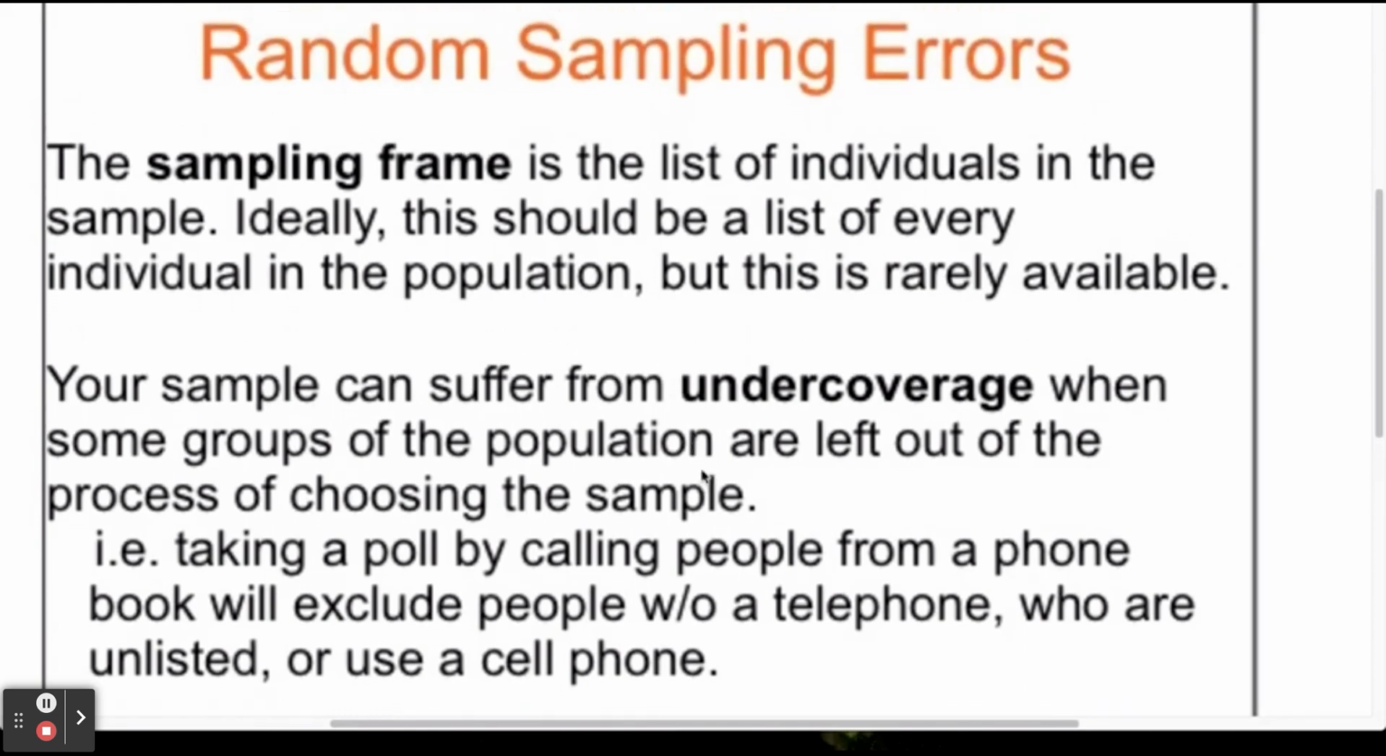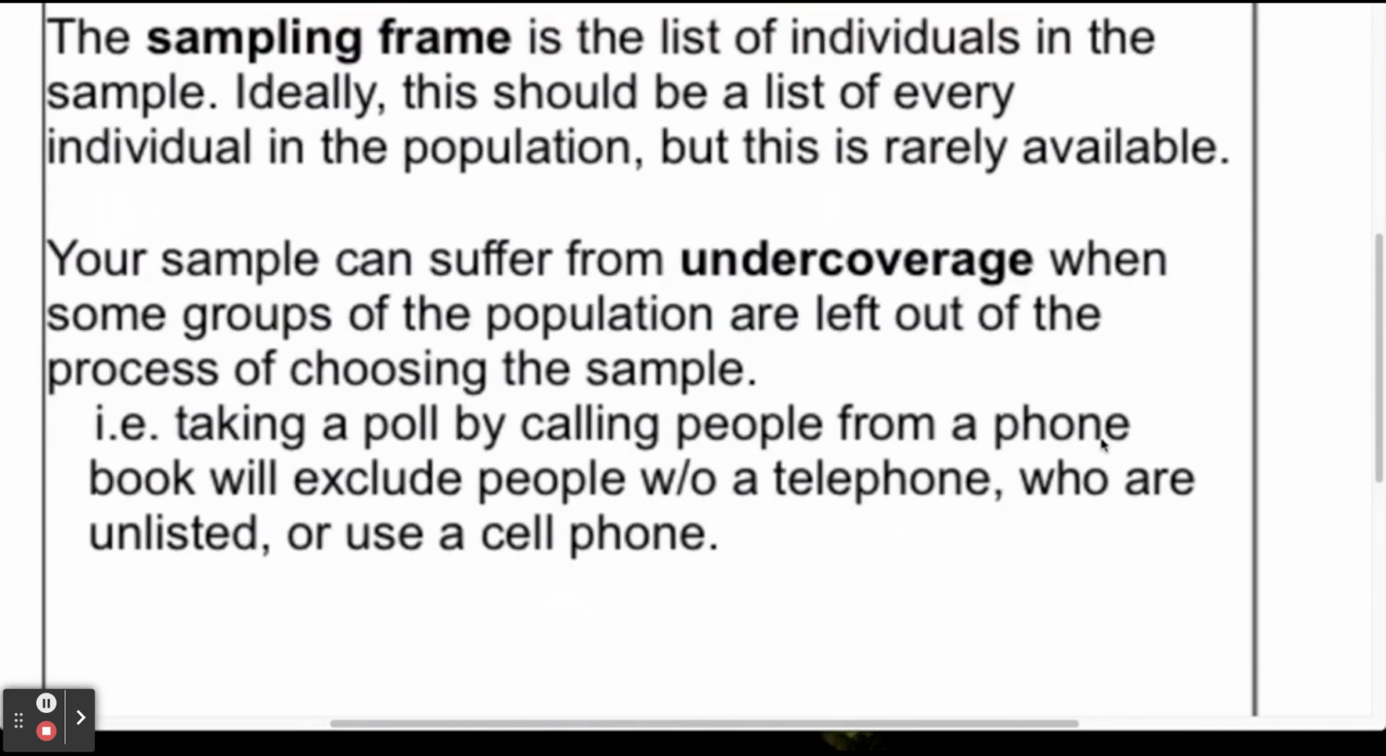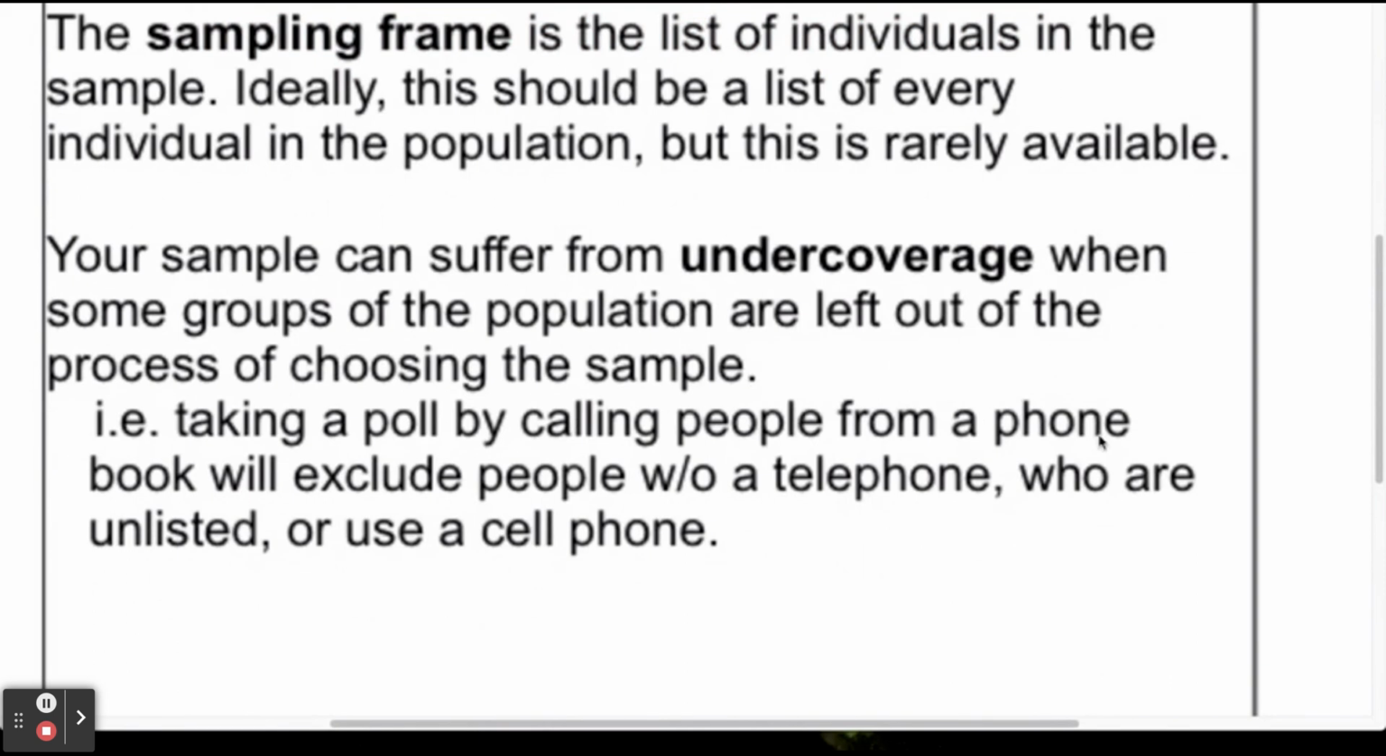The sampling frame is the list of individuals in the sample. Ideally, this should be a list of every individual in the population, but this is rarely available. Again, it's very hard to get a census, a statistic for the entire population, although theoretically that should be the goal, to try to hear from every member of the population. One type of non-sampling error is suffering from undercoverage. Undercoverage is when some groups of the population are left out of the process of choosing the sample.